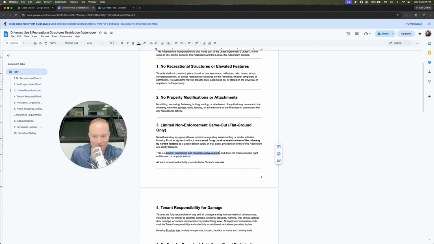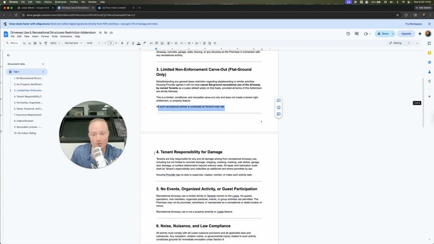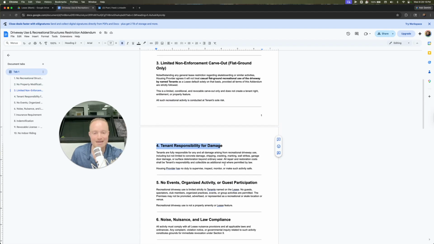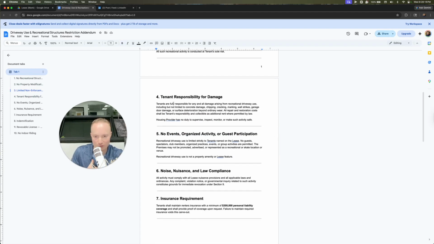Like, we want them to have fun. We want them to enjoy the property. I want them to skate, and I want them to pay the rent, right? And I don't want them to get in trouble or hurt themselves or cause any problems, right? So it's at their sole risk. They're responsible for damage, right? Tenant responsibility for damage. They're fully responsible for property damage, right?